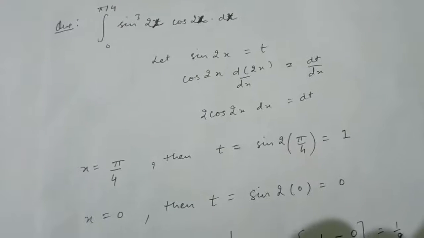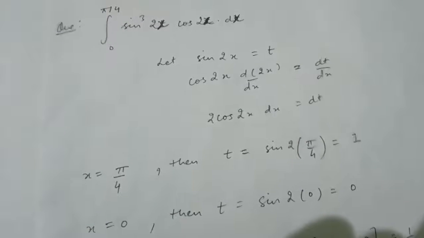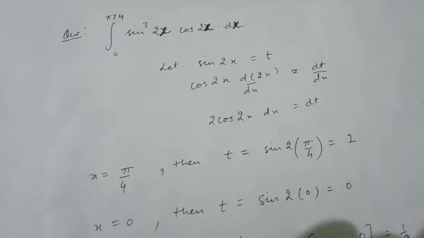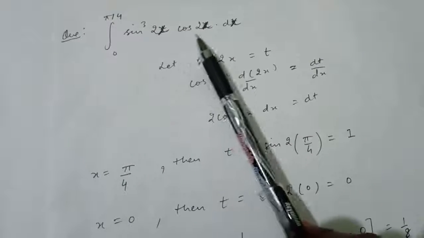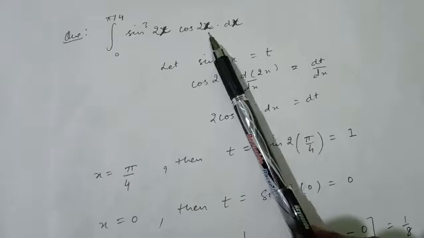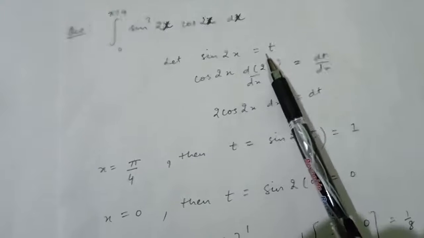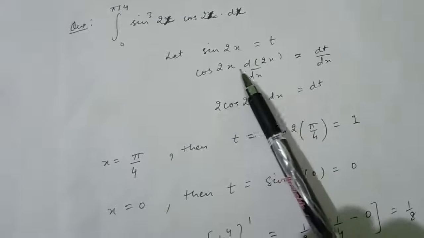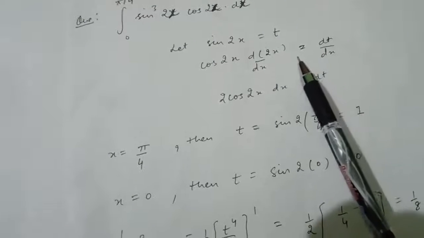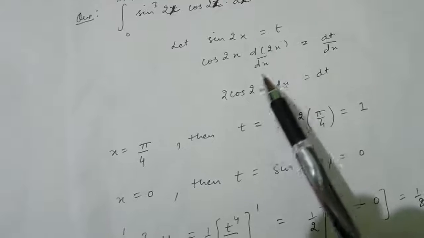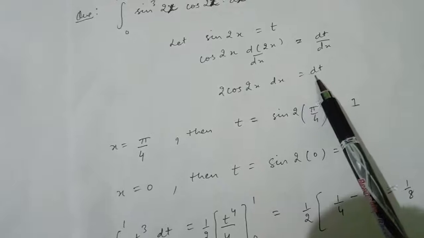Now the next question is the integral of sine cube 2x into cos 2x into dx from 0 to pi by 4. So obviously we will apply the method of substitution only, because here it is sine cube 2x and cos 2x also exists in the integral. Therefore let sine 2x be equal to t. Now the derivative of this will be cos 2x into the derivative of 2x equal to dt upon dx. So the derivative of this will be 2 into cos 2x into dx equal to dt.